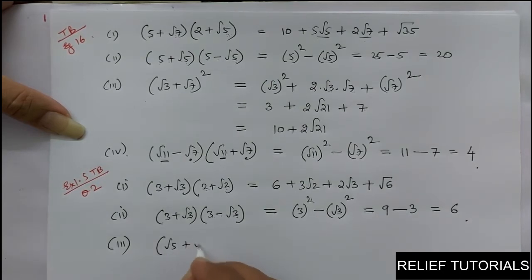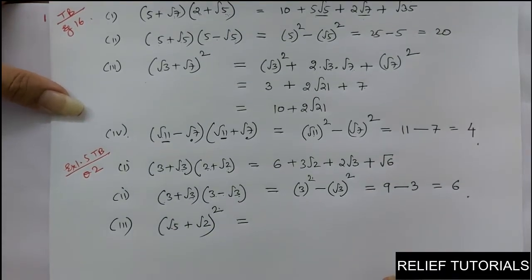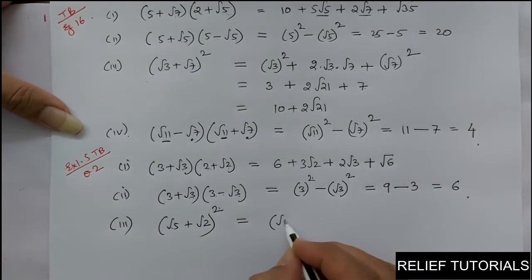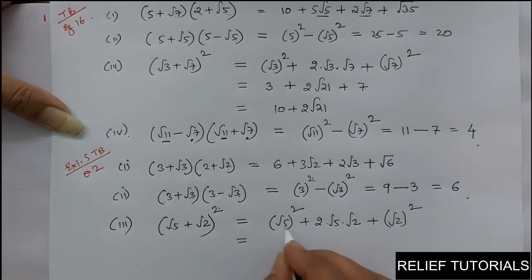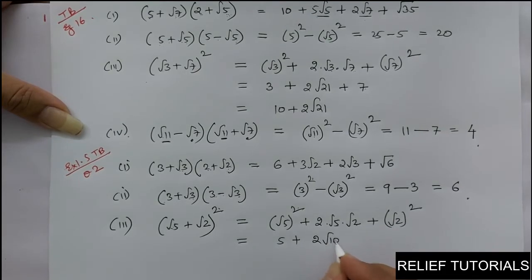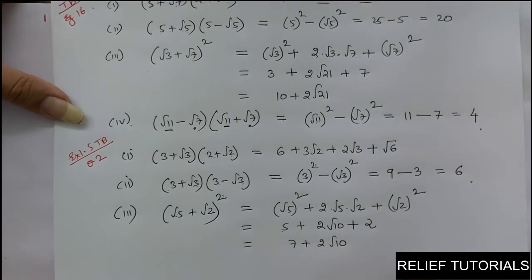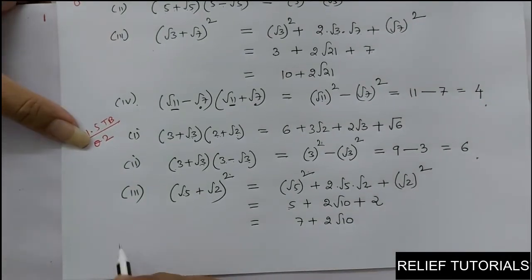Root 5 plus root 2 the whole square. So a plus b the whole square means a square, root 5 square is 5, plus 2ab, 2 into root 5 into root 2, plus root 2 the whole square. So here root 5 the whole square is 5, plus 2 root 5 into root 2, which is root 10, plus root 2 the whole square, 2. So 5 plus 2 is 7, plus 2 root 10. Clear? Now fourth.